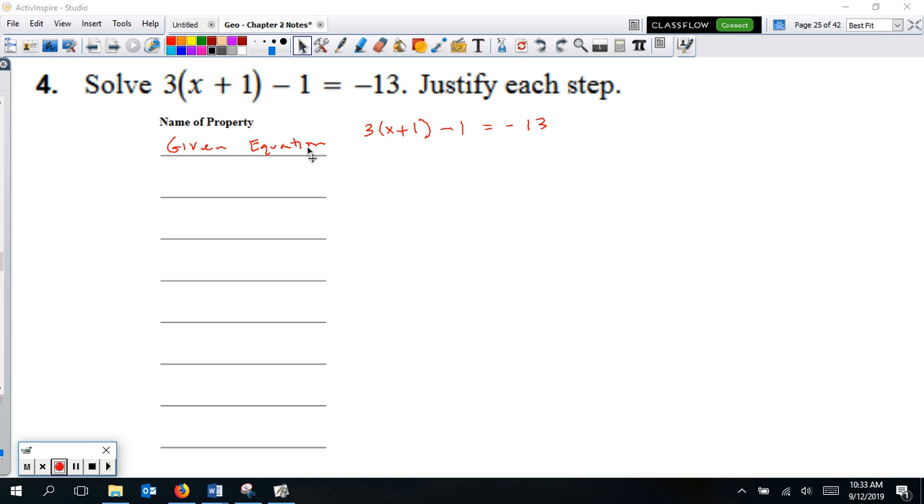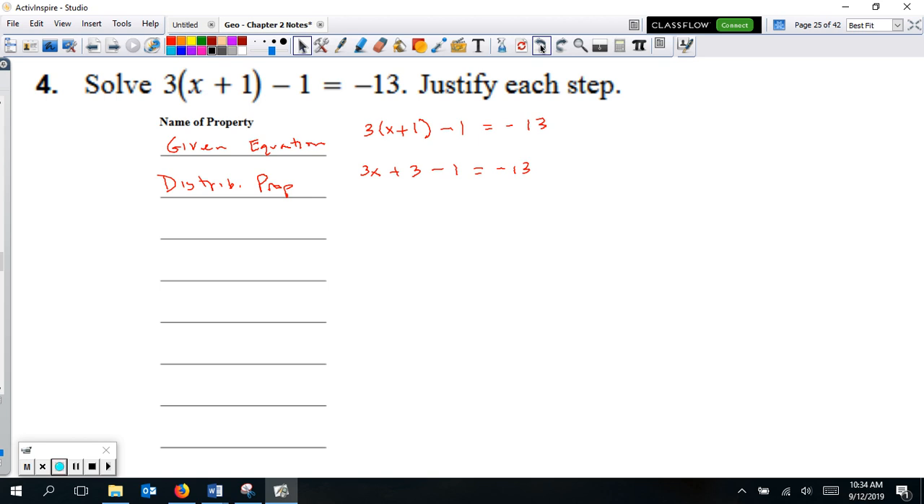That's what's going to happen whenever you do a proof. Your first statement is always going to be the given. That's the reason you give for that first statement. So now when we do this, we have to distribute that 3. We know that to get rid of the parentheses. So we multiply 3 times x, 3 times 1. So it'll look like this, 3x plus 3, then minus 1 equals the negative 13, and the reason for that, the property for that, would be the distributive property.